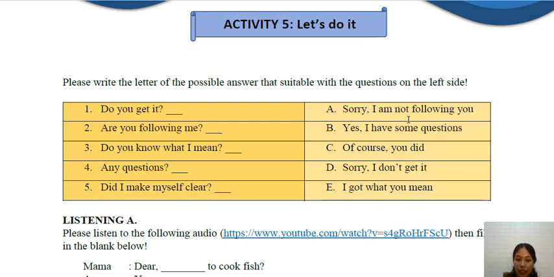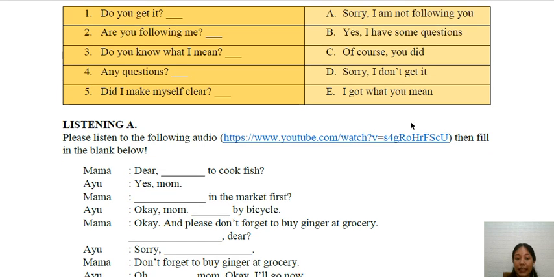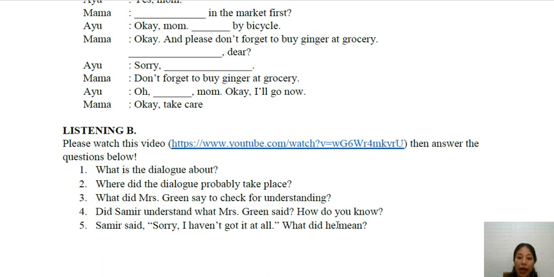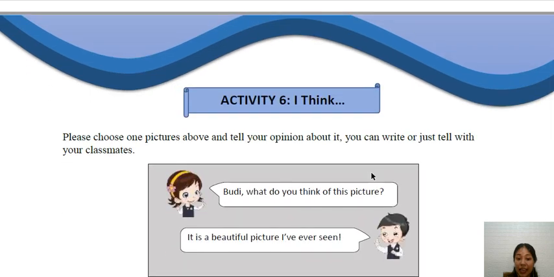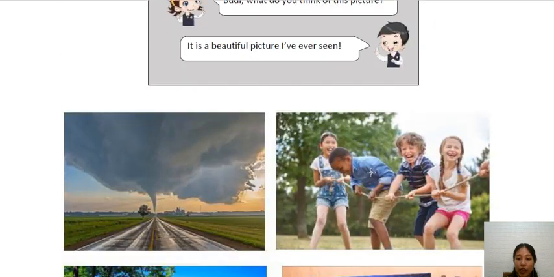The next activity in activity 5 is two listening activities. The first one, students have to fill in the blank from the audio given. And the second one, students have to answer some questions based on the link given. And the next activity is asking and giving opinion. This is also a speaking activity in which the students are required to describe the picture given.